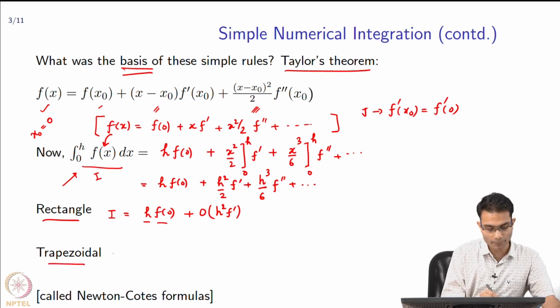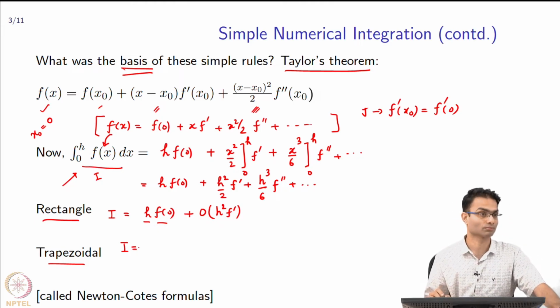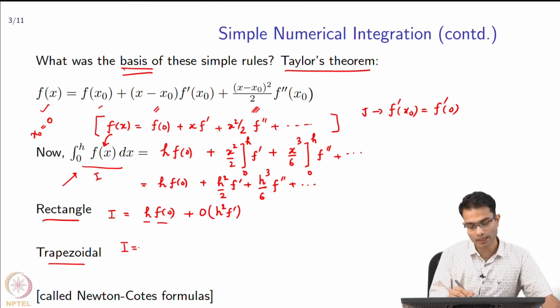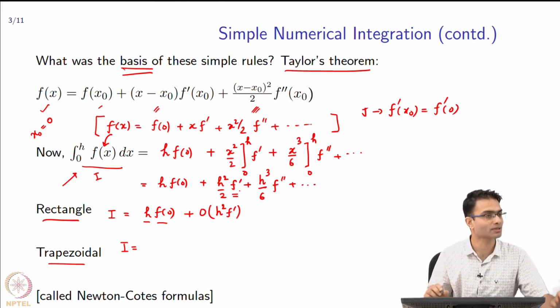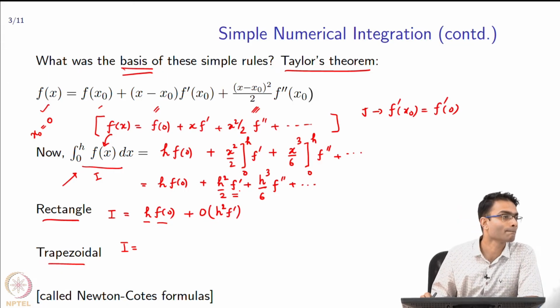Okay, so now when I go to the trapezoidal rule, what am I going to do? I want to keep the linear term, right? But dealing with linear terms now, I have to somehow do something about this f prime. So how do you think I should replace f prime?